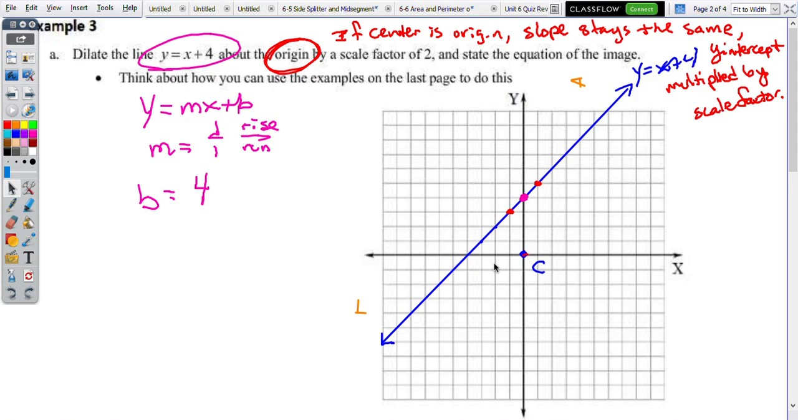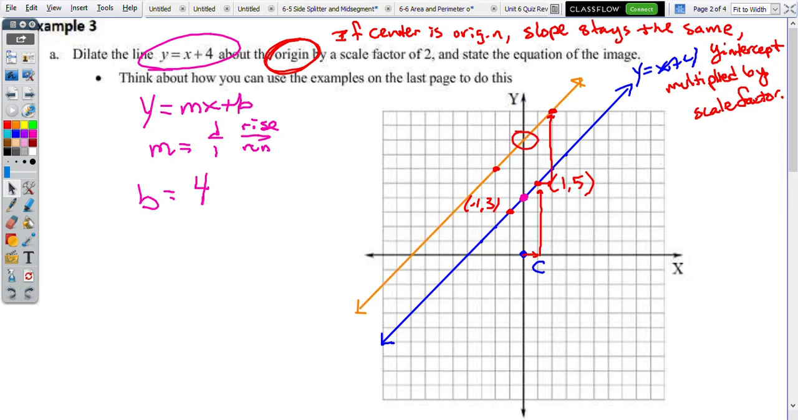Now from the origin, I just want to pick 2 points on the line. For the first point, I'm going to go over 1 and up 5. Over 1 and 5, and I'm going to do it again, and there's my new point. So that becomes the point 2, 10. The other one, I have to go over 1 and up 3. I'm going to do that again, and I get my second point, which is negative 2, 6. And I'm going to draw the line that goes right between those 2 points.